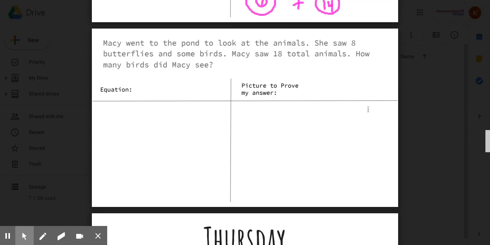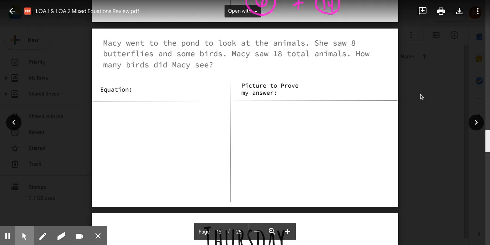Now this one I want you to do on your own. I'm going to read you the word problem and then I want you to pause the video so you can create an equation and then draw a picture to prove your answer.